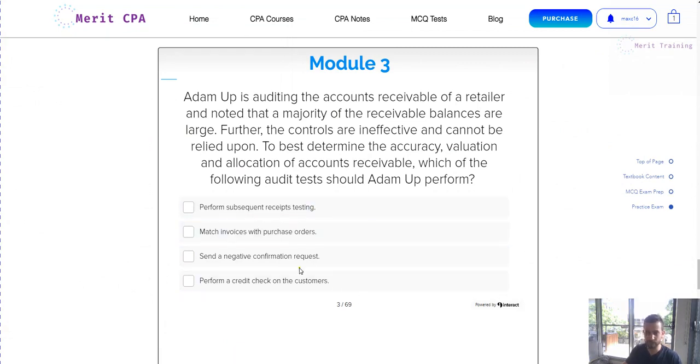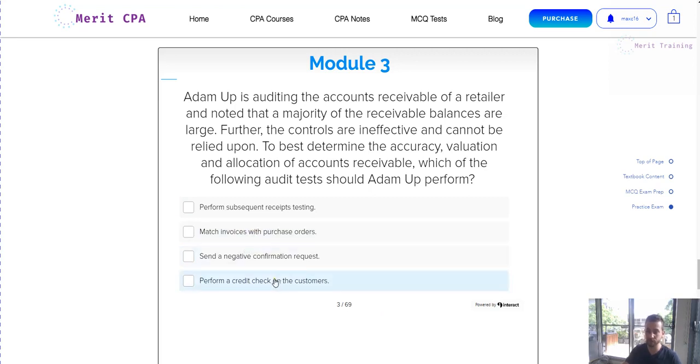So I don't think this one's going to be correct on that basis. And then let's finally check D, perform a credit check on the customers. And again, that's going to be a control process rather than a test, because that's something that prevents issues rather than as a check for issues. Same as this one up here. It prevents issues rather than as a check for issues.